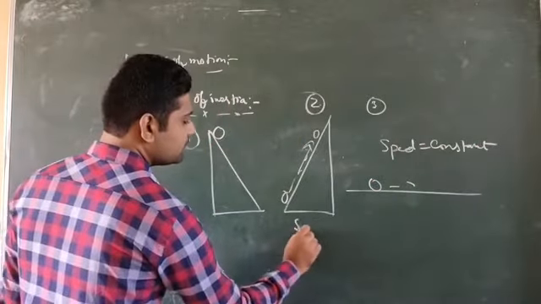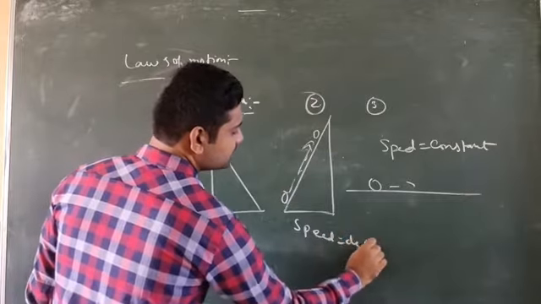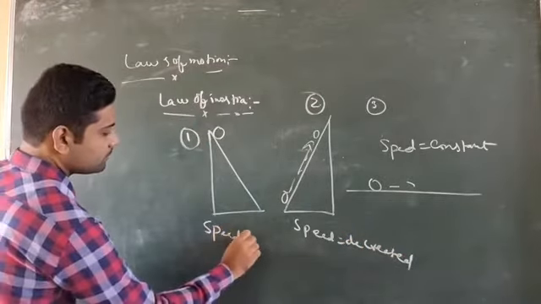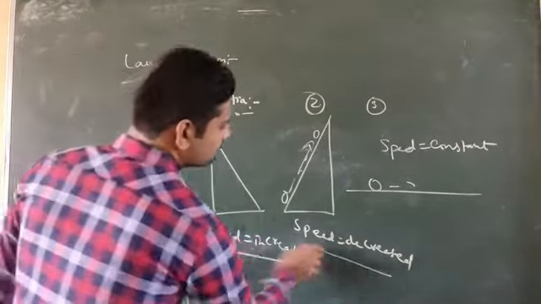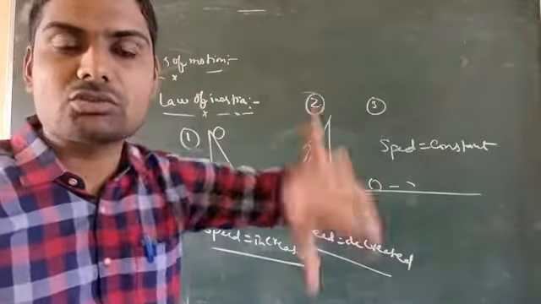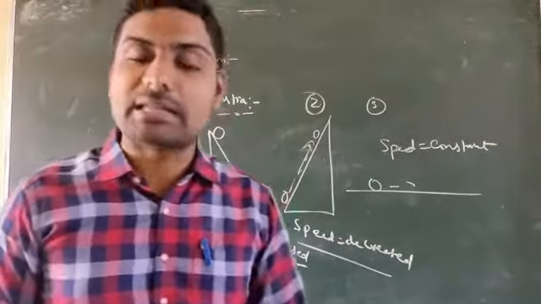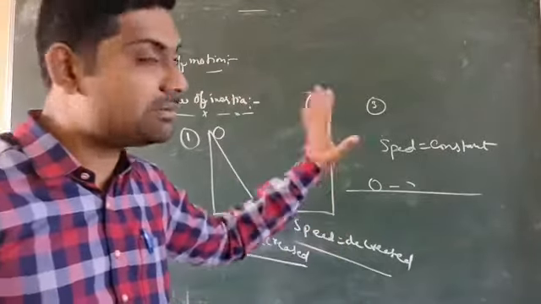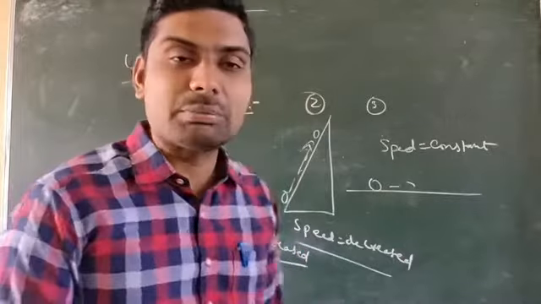Here the speed decreased. Here the speed increased. So the third situation is in between the first and second situations. In the first situation, the speed is increased. In the second situation, the speed is decreased. In the third situation, because it is in between the two cases, the speed will neither increase nor decrease, which means the speed will be constant.